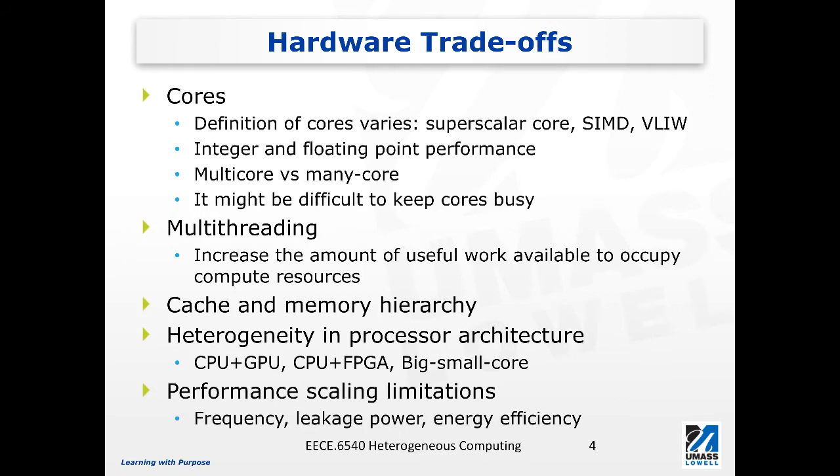More and more people are putting heterogeneous processor components together. We have seen heterogeneity in processor architecture in the form of big cores and small cores in the same chip, or CPU and GPU on the same chip, or even CPUs and FPGAs on the same chip. There are other design limitations that will affect the architecture and the implementation of microprocessors, for example, frequency, power consumption, and energy efficiency.